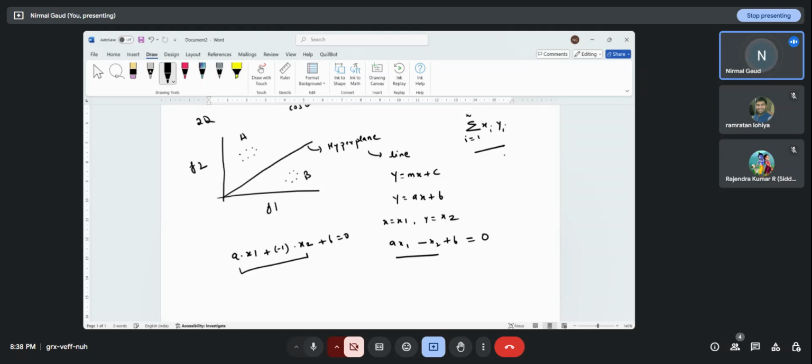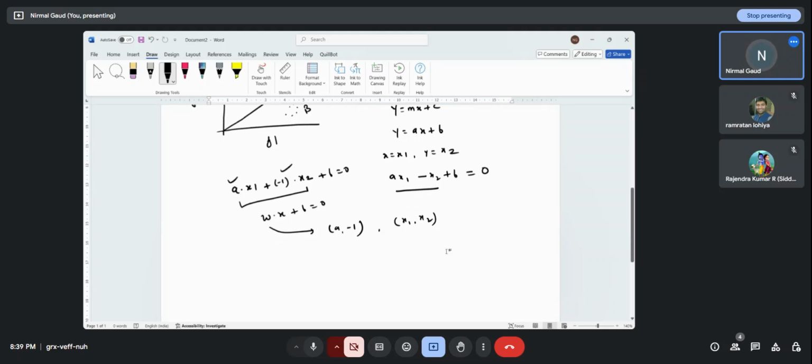So this can be in the format of the summation of xi yi. So it's like a dot product between w and x, and here w is a and minus 1, that means this and this, and x is x1 and x2. Okay, got it. So this is the equation of the hyperplane.